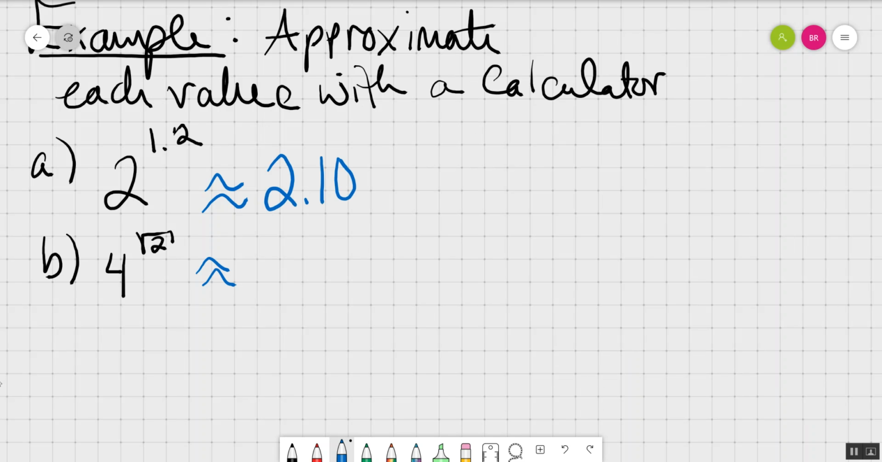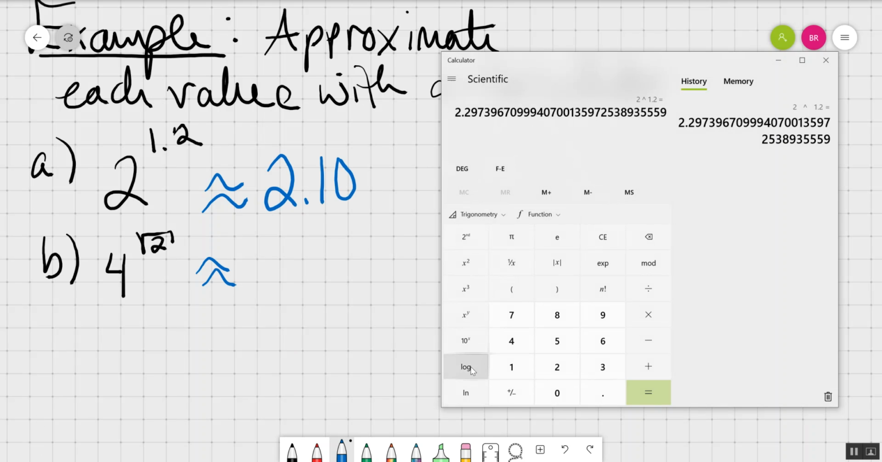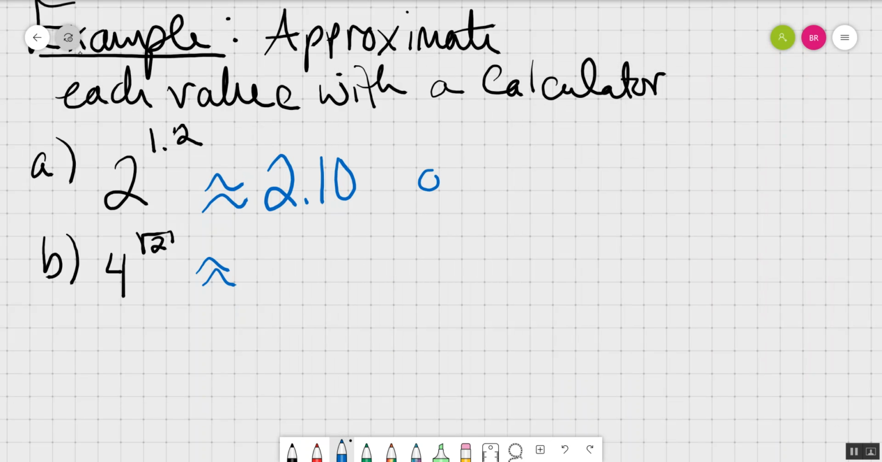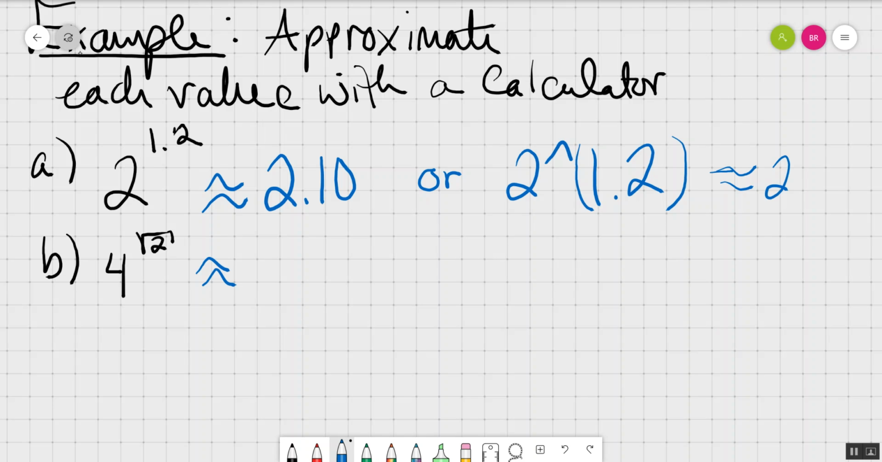Now, if your calculator doesn't have an x to the y button, you might have to use a different button to get your exponent. A lot of calculators use a caret key, which looks like a little up arrow. So you would write it in your calculator as 2 up arrow 1.2, and that tells it that this 1.2 is all in the exponent. If you've got something more complicated in the exponent than just the 1.2, you might need to use parentheses on it, and that will come out just like mine, 2.10.